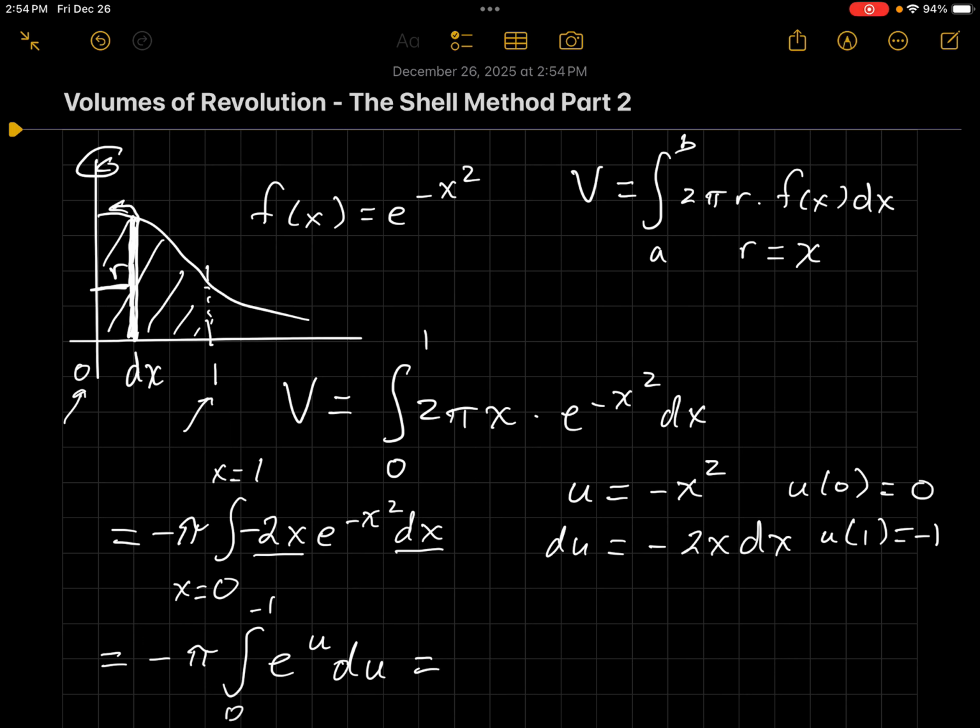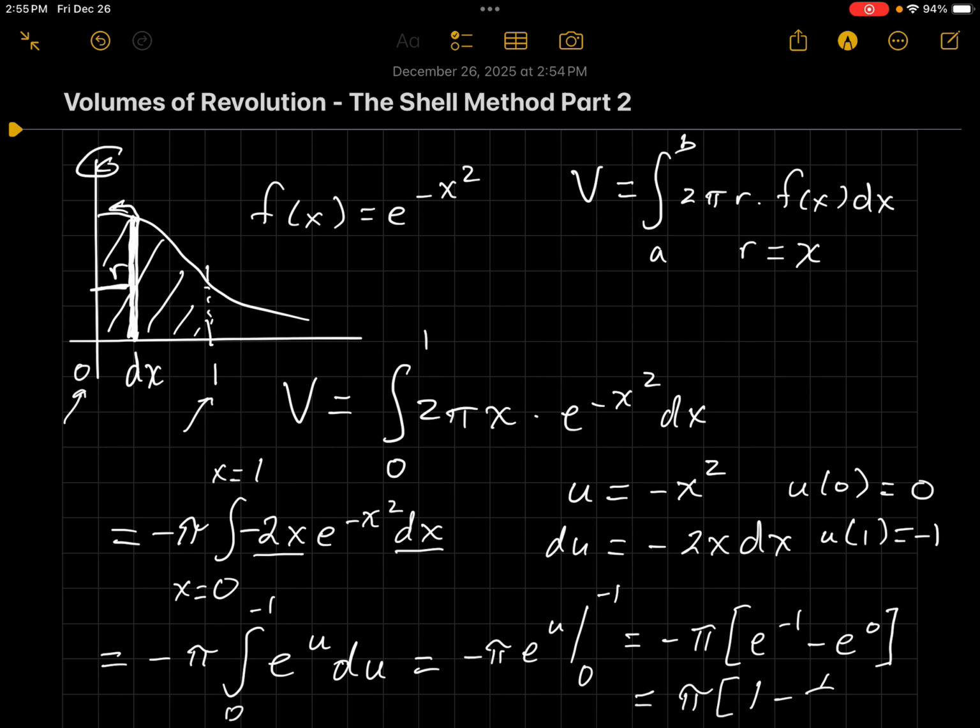And then we can find the antiderivative. Well, the antiderivative of e to the u is simply e to the u. And then we can plug in our top limit, minus and plug in our lower limit. And if I were to rearrange and make things a little bit prettier, I would end up with pi times 1 minus 1 over e. Just to see what I did, I distributed the negative sign inside and flipped the order of things.